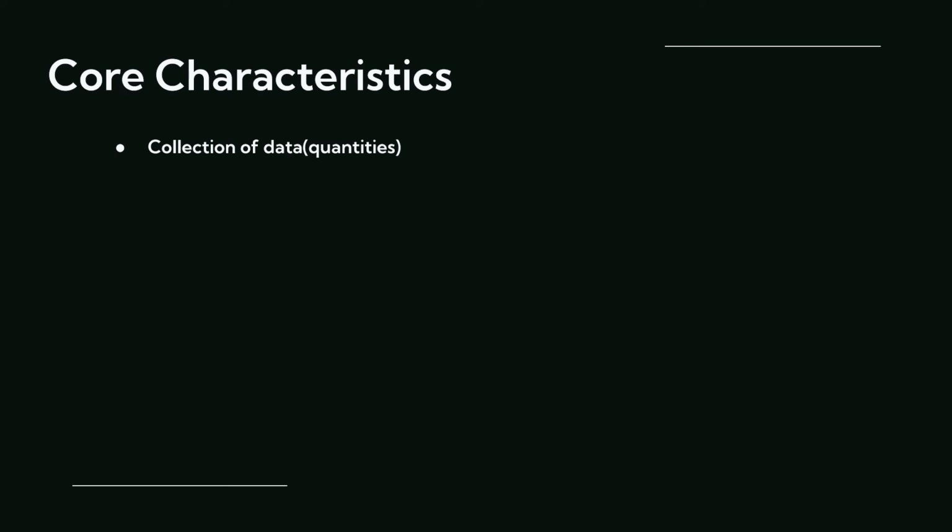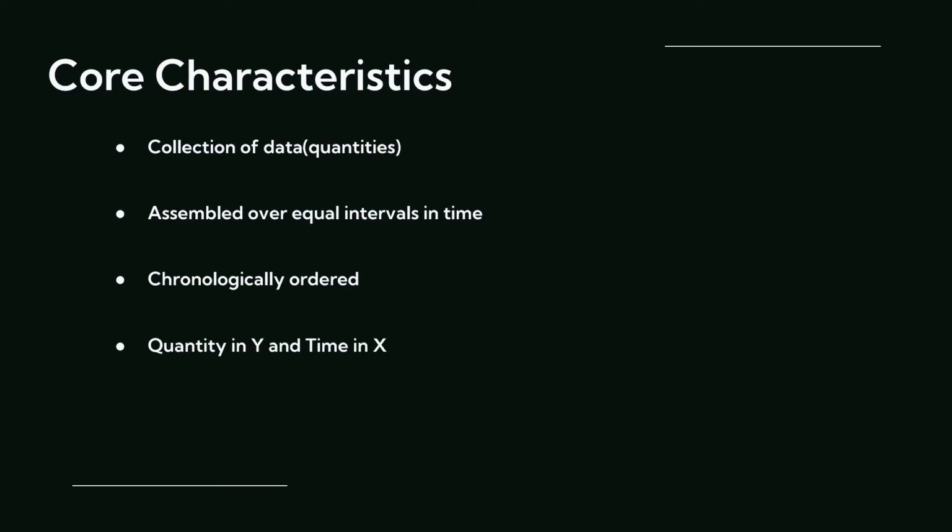Some core characteristics of forecasting would be it is some collection of data or quantities. It has to be assembled over equal intervals of time or temporal order. And it also has to be chronologically ordered. And typically a time series forecast, when we look at the chart, has values that we're predicting on the y-axis and the time on the x-axis.